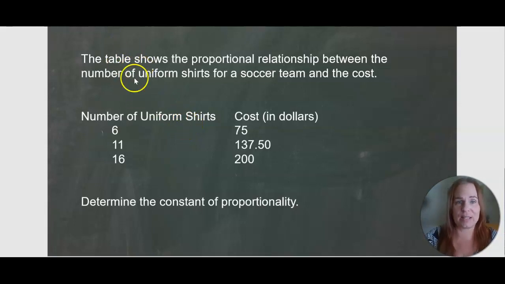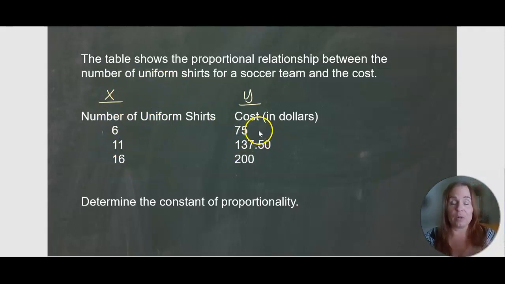So here in this example, the number of shirts and the cost, well, the amount of money that I have to pay is going to depend on how many shirts I buy. So Y is dependent on X. Now, usually when you have a money example where items cost money, the number of items will be your input and the cost will be your output, because how much you spend depends on how much you buy. So let's determine the constant of proportionality.